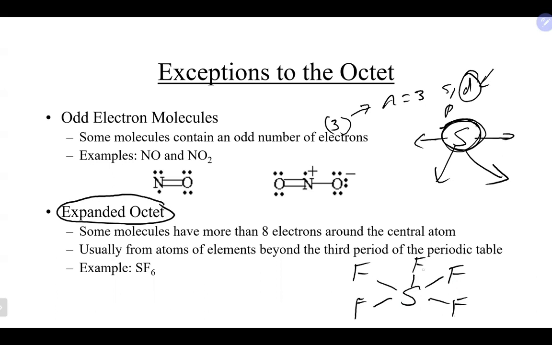You basically have, I won't draw all the dots around the fluorine, but all the fluorines have dots, but you got 2, 4, 6, 8, 10, and 12 electron pairs around the sulfur there.